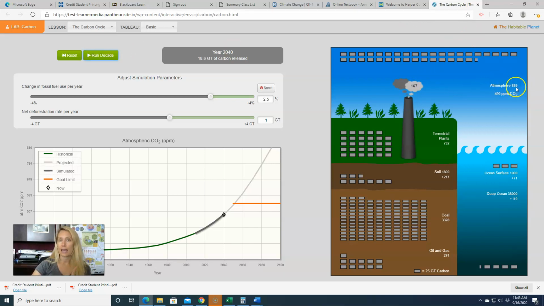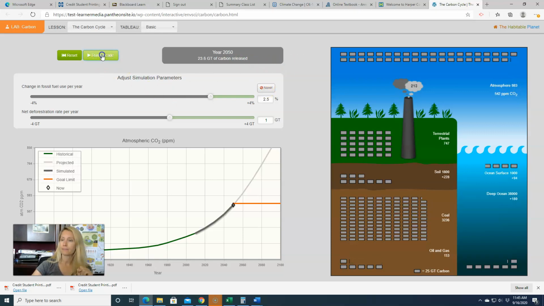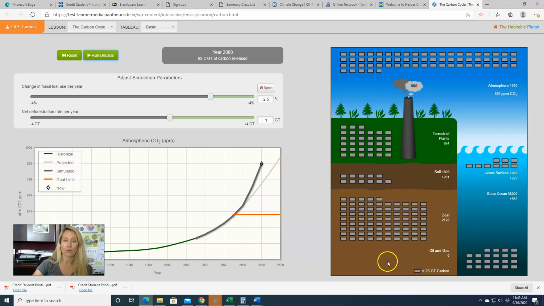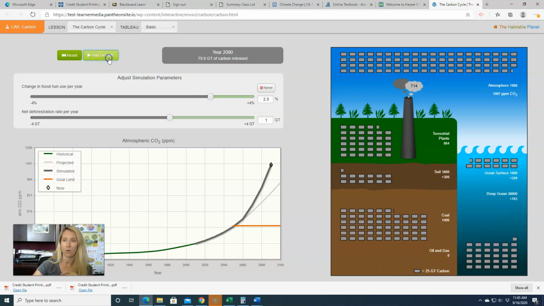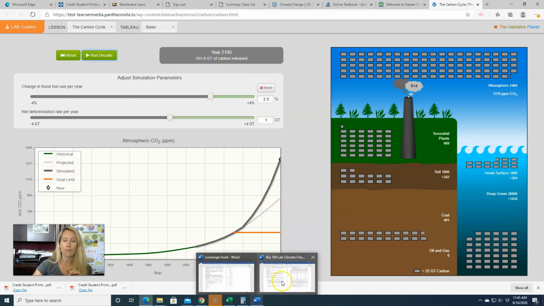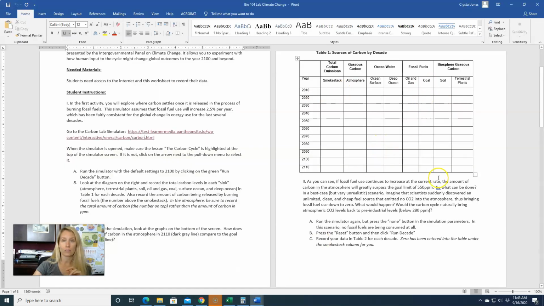I put this in the lab, but just as a note for atmosphere, please don't record the parts per million concentration. What we want is the total gigatons, which is the number that's right next to the word atmosphere. Okay, so again, you keep running this and you keep watching the numbers change. We ran out of oil and gas, by the way, right around 2050, if you didn't notice that, but we still have tons and tons of coal, and we keep going till you get to the year 2100. So in the first part of the lab, you will just fill out all of this information.